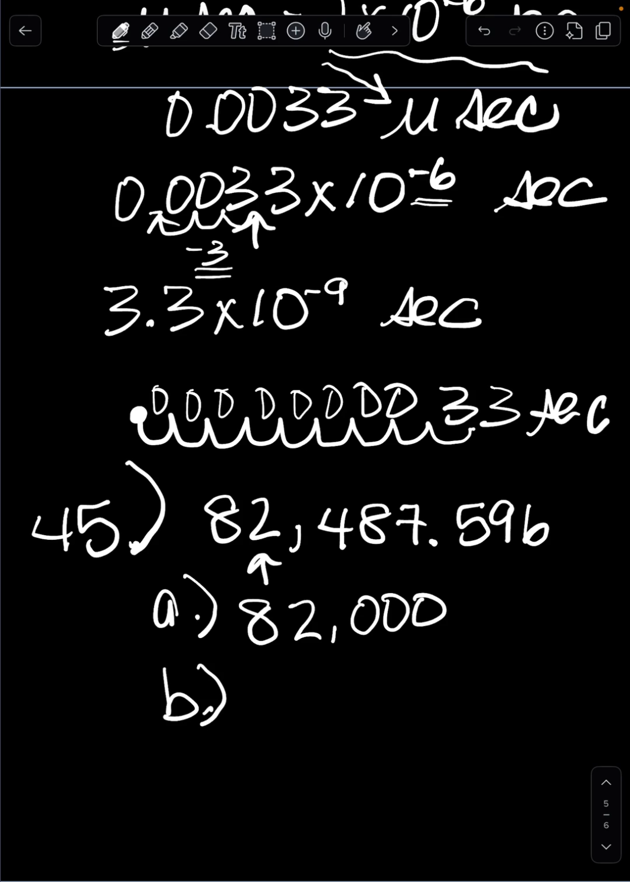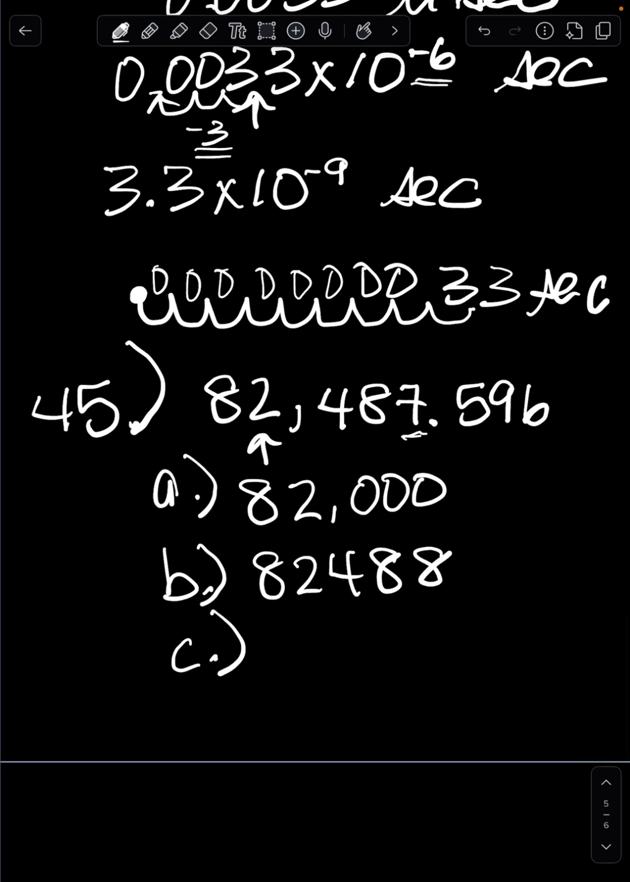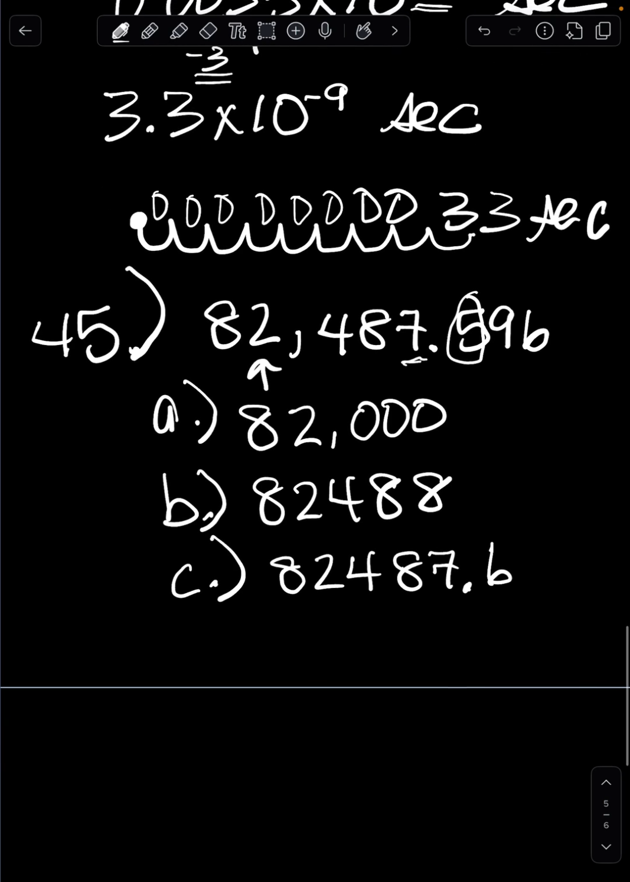Letter B. Okay, the ones. So now I'm looking at the 7. So I'm going to keep the 8, the 2, the 4, 8. When I get to the 7, I'm going to pause. And I'm going to look at the number to the right, which is a 5. That's going to round my 7 up to an 8. Letter C, tenths. Okay, so the tenths spot is this 5. So I'm going to keep everything to the right of that the same. When I get to the 5, I'm going to pause. The 5 is followed by a 9, which means it's going to round up to a 6.